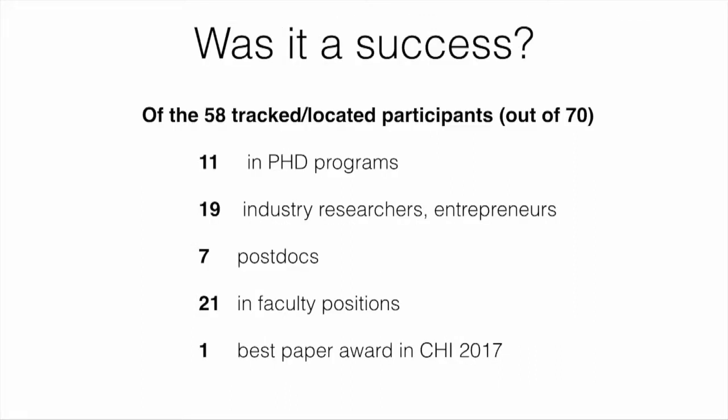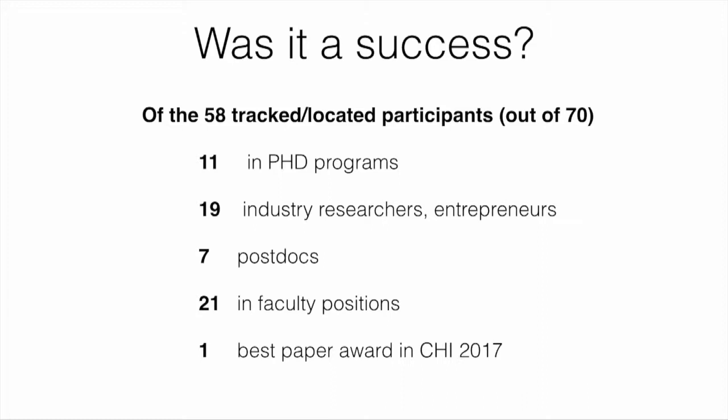It's hard to measure success. We didn't do a good job of tracking, but I've gone back and I've looked for all those students and tried to figure out what they're doing now. And of the 70 students, I was able to find 58 of them. And 11 are still in PhD programs. 19 of them are industry researchers and entrepreneurs, and they did complete their PhD. We've got 7 postdocs. We have 21 of those students in faculty positions. Right? So to me, this is really, really phenomenal.